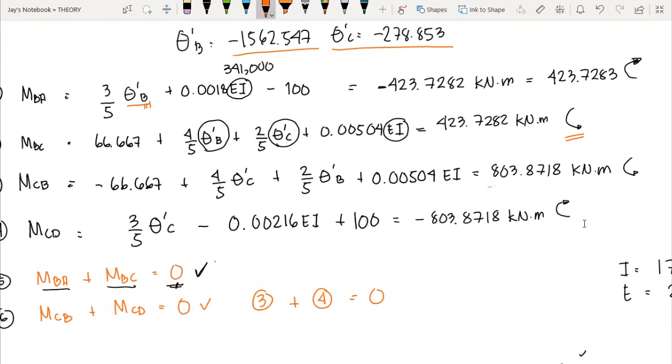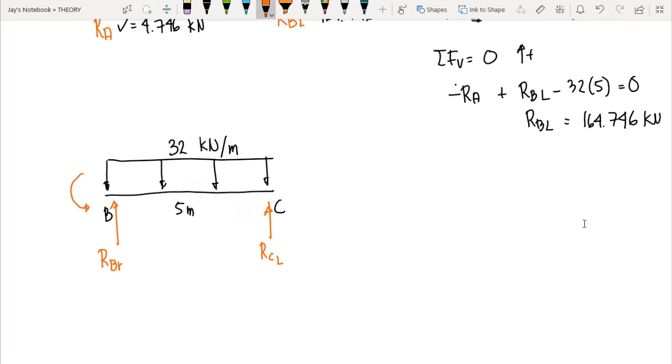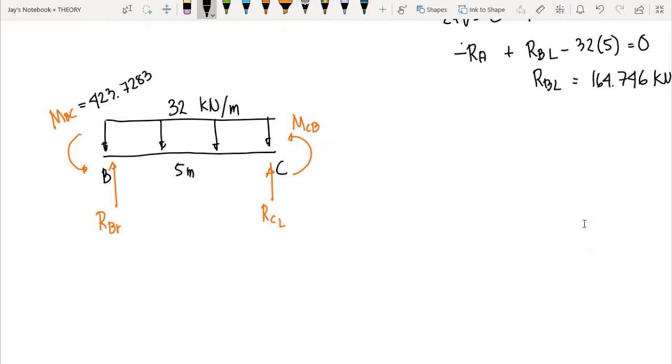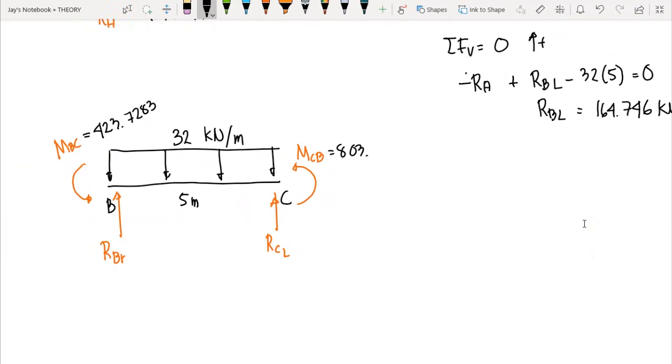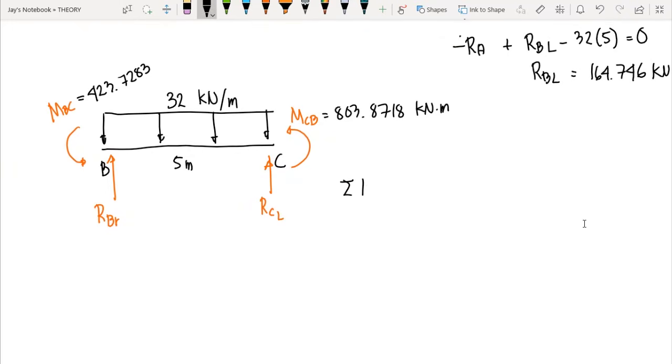And moment CB is 803.8718, which rotates counterclockwise as well. So we have a counterclockwise MBC and a counterclockwise MCB. So we have the value of MBC, 423.7283, and for MCB we have 803.8718 kilonewton meters.